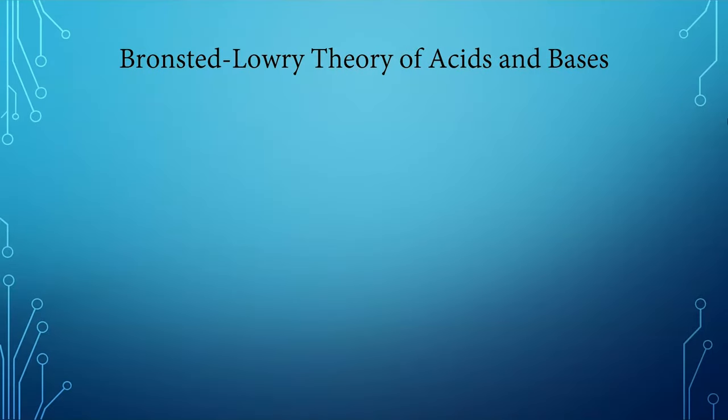As I mentioned earlier, there's more than one definition for acids and bases. Arrhenius came up with his definition back in 1887, and then in the 1920s, Bronsted and Lowry came up with a new definition. Their definition is a little broader and simpler. Their acid definition is simply a hydrogen ion donor. So any substance that gives a hydrogen ion to another substance is an acid.